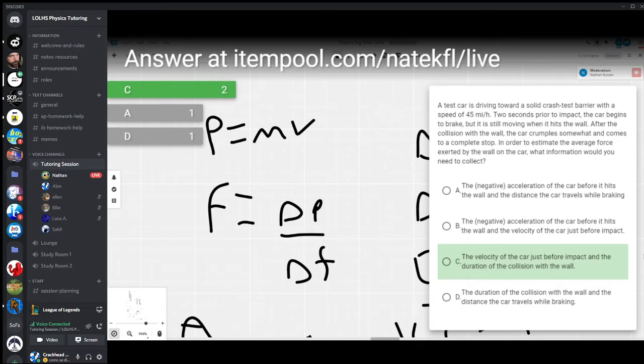Any questions about that one? May I ask you to briefly repeat that? I was AFK, sorry. Okay. So it's C because of the two equations to the left of the question. In order to get the average force exerted by the wall on the car, which is F, you need change in momentum over change in time, so you need the duration of the collision. And then for momentum, you need velocity. So you need the velocity of the car, and you need the duration of the collision. Okay. Any questions? All right, cool.